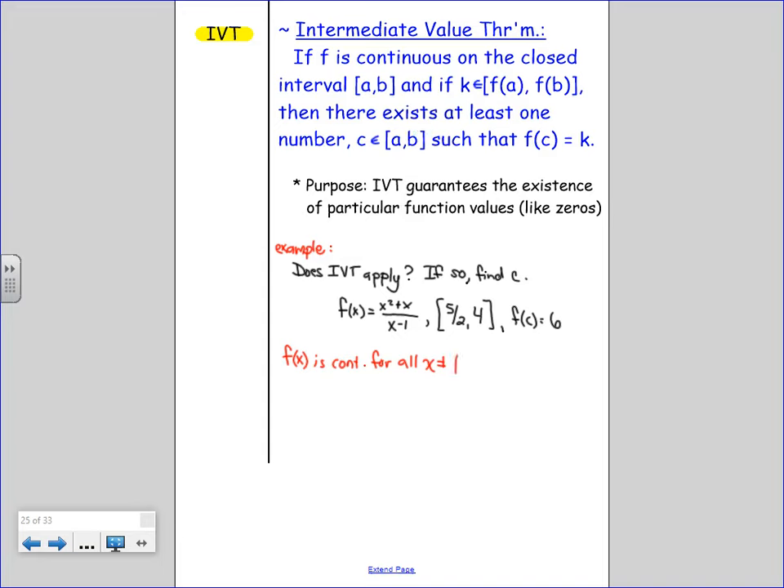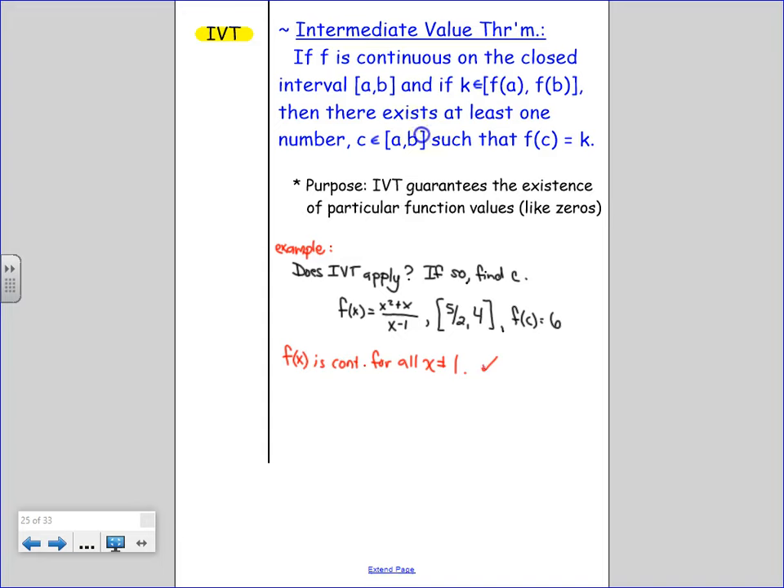Why is that okay then? Because that's not within the interval. Right, 5/2 is 2.5, so since x equals 1 is not within the interval they've given me, not within a to b, it is not a problem. So therefore, f of x is continuous on this interval. Check on 5/2 to 4.